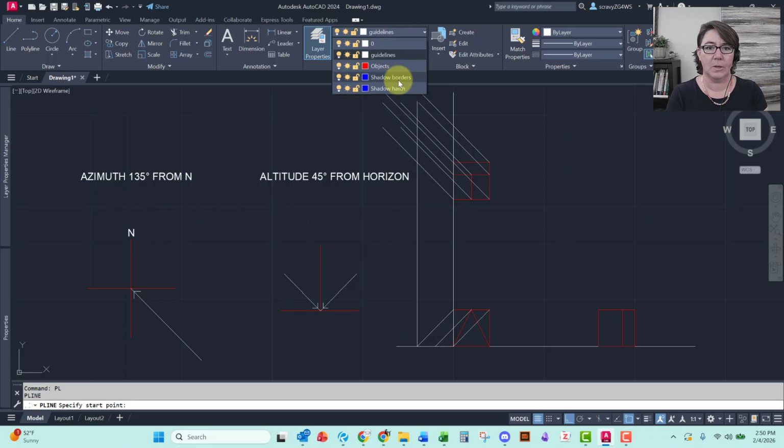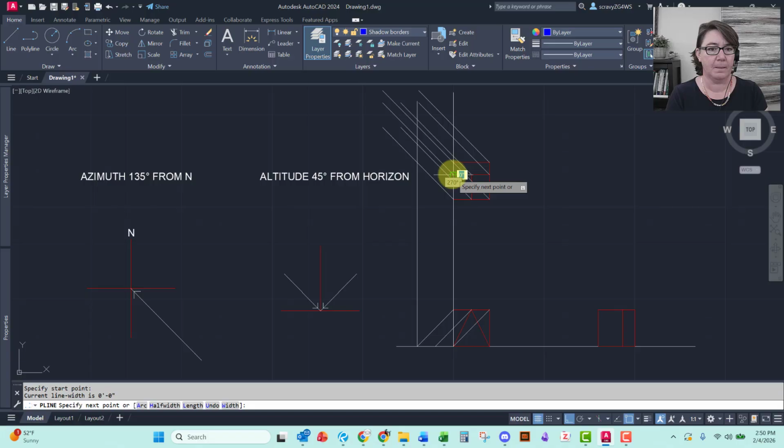using the shadow borders layer. So start from here, it's going to go up, up this way, over, and connect back to our block, and just finishing out that polyline. All right, so that's the shadow from that block. So next, let's do this triangular piece in front. I'm just going to call it this A-frame piece.